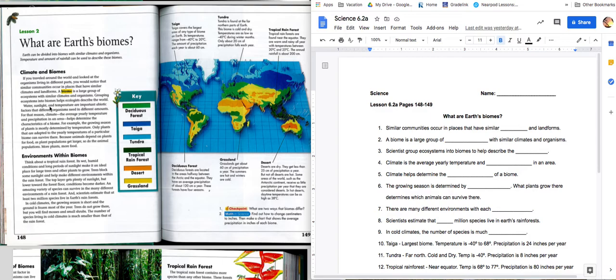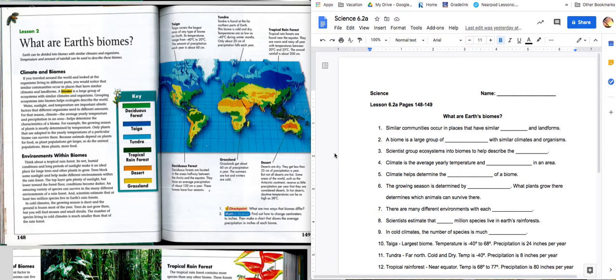Moving on. Water, sunlight, and temperature are important abiotic factors that different organisms need in different amounts. That was yesterday's lesson. For that reason, climate, what's climate? The average yearly temperature and precipitation in an area. Number 4 in your notes. Helps determine the characteristics of a biome. For example, the growing season of plants is mostly determined by temperature.